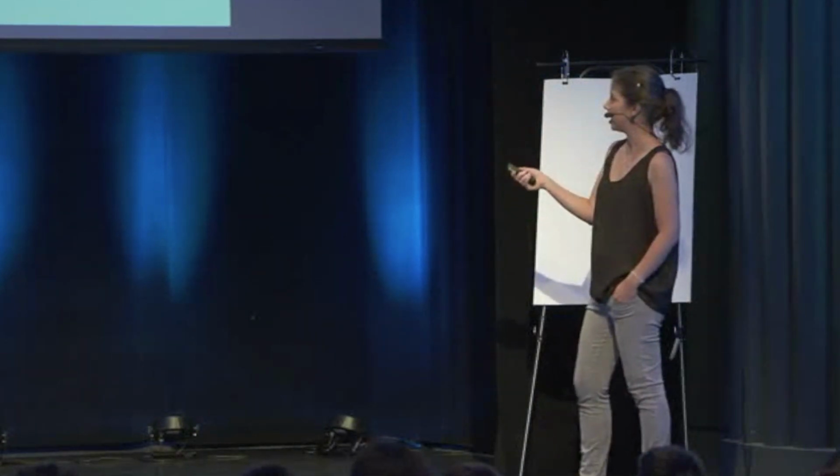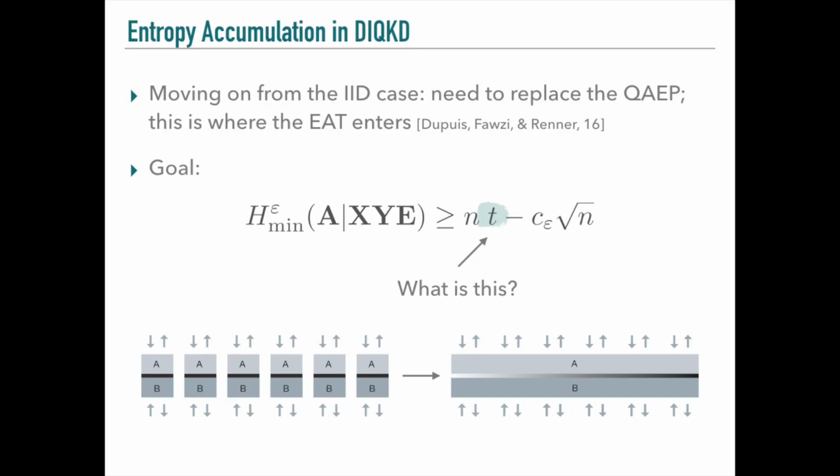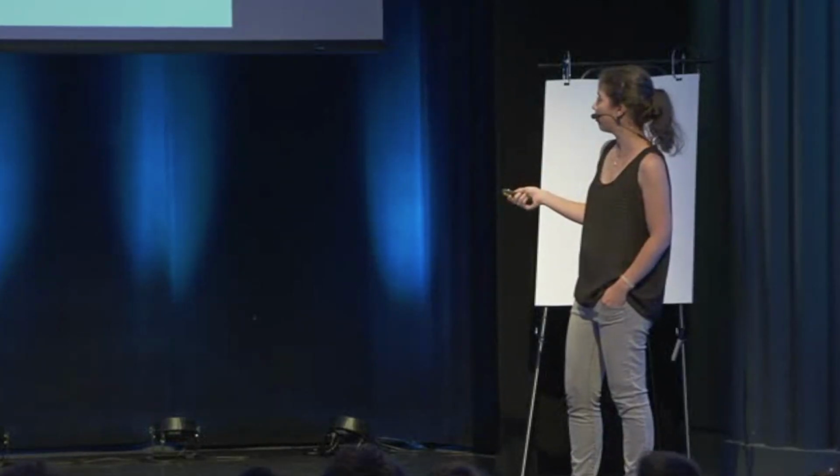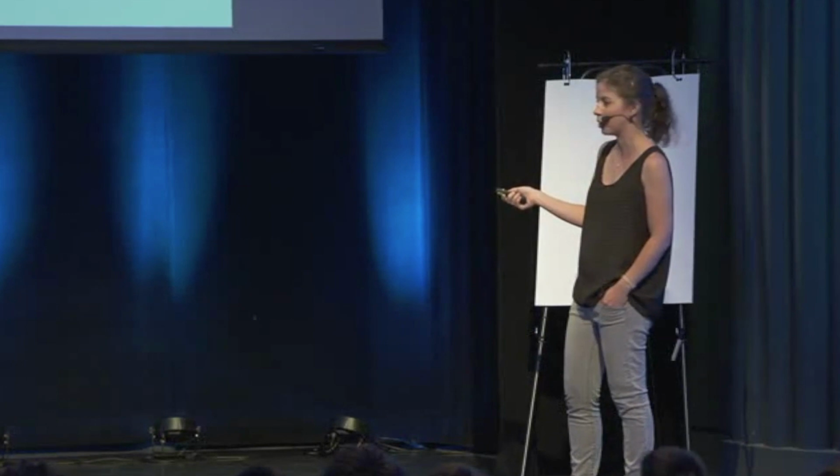Our goal is to replace the AEP, to find a bound like this on the smooth min entropy. I have the same quantity here: I care about all of Alice's output and the side information, and I want to find a lower bound with these two terms. The first order term is linear in n and has this t. We will talk about it. And there is another second order term that behaves like square root n. The question is basically, what is this t? This is what we are trying to find out now. In the case of the AEP, this t is the entropy that we get from a single box, and this made sense because there was a single box.